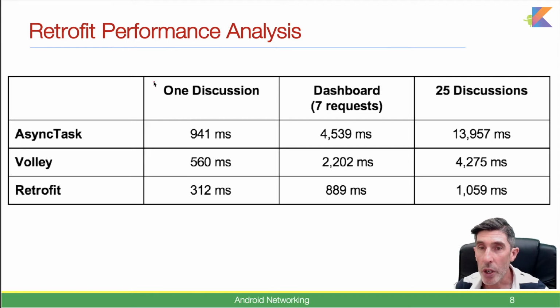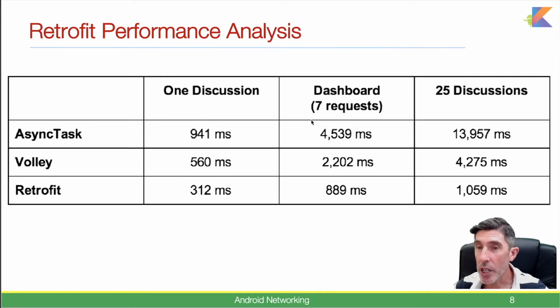Okay, so if we look at one request, I know it's milliseconds, right? But if you consider the fact that there could be tens of thousands of requests being made over a short period of time, and on a daily, monthly, yearly basis, the last thing you want is delays in those requests. So if we look at the async task, 941 versus 560 versus 312, Retrofit is 3 times as fast as making asynchronous calls with an async task.